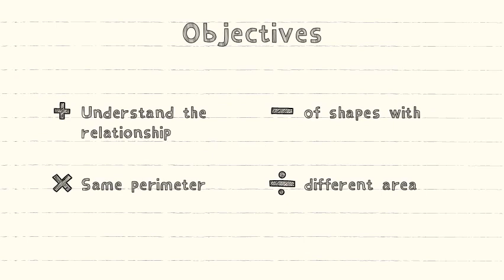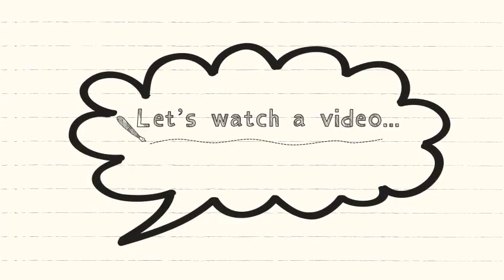So by the end of today's lesson, you will be able to understand the relationship of shapes with same perimeter but different area. Okay, so let's watch a video and learn about the relationship of shapes with same perimeter and different area. Watch the video very carefully and then we will solve problems related to this.